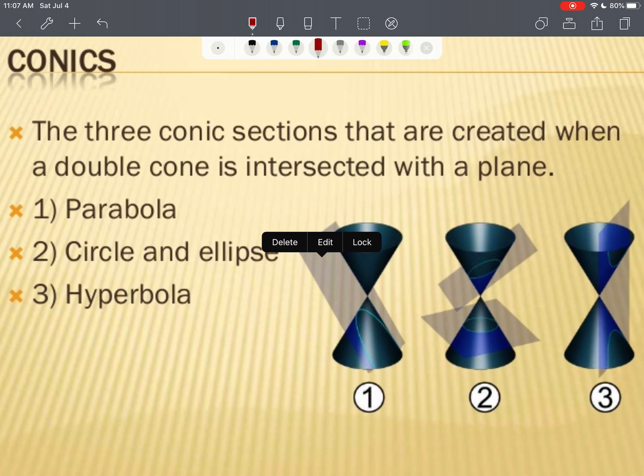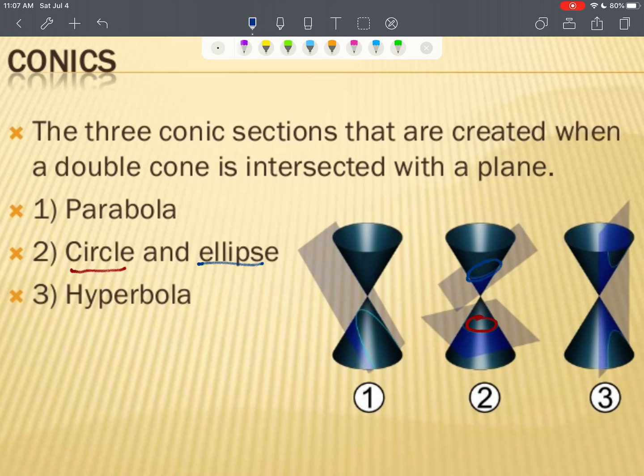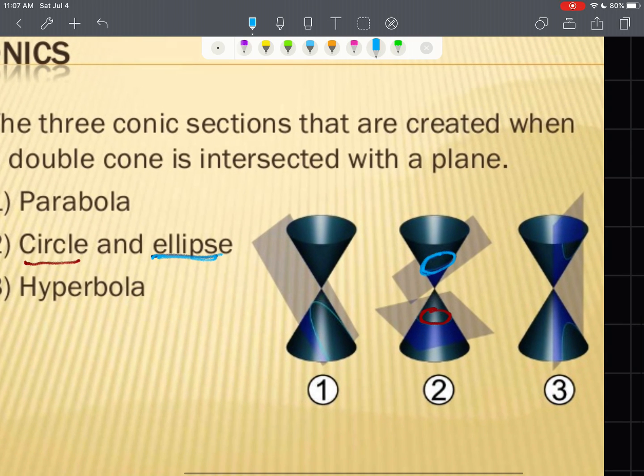Now this second one right here, let's lock this in place. This second one is the circle. So here's your circle right here because your plane is parallel to the ground. And then you've got your ellipse that's going to be right here. It's kind of hard to see in that color, so let's make it this blue. There we go. So that's your ellipse right there. And then the third situation, like I said, is when you have that plane that's slicing through both cones and you get a parabola opening up and a parabola opening down at the same time.